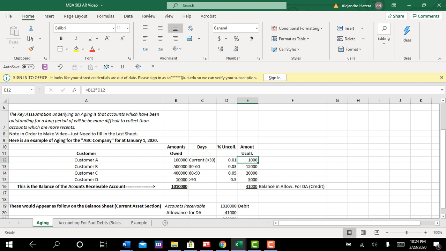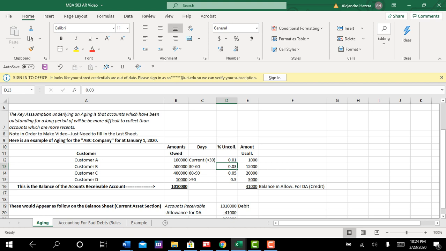Okay, now we go to a customer who's not quite as good. That customer is customer B here. Customer B owes a total of $500,000, which is a large amount. Customer B generally pays late, and this would be for a customer that paid between 30 and 60 days late. 3% probability of non-collection is actually pretty good.